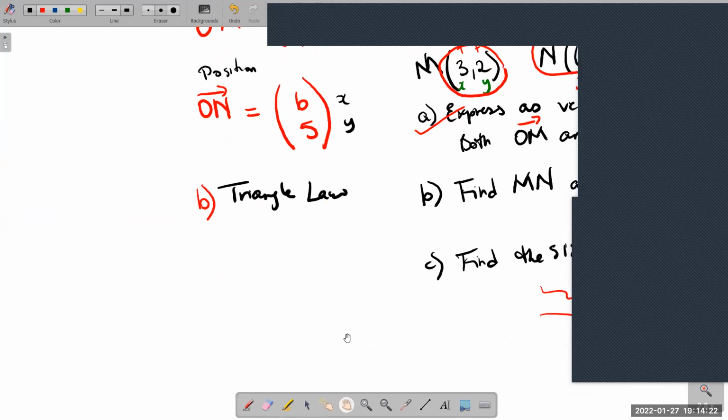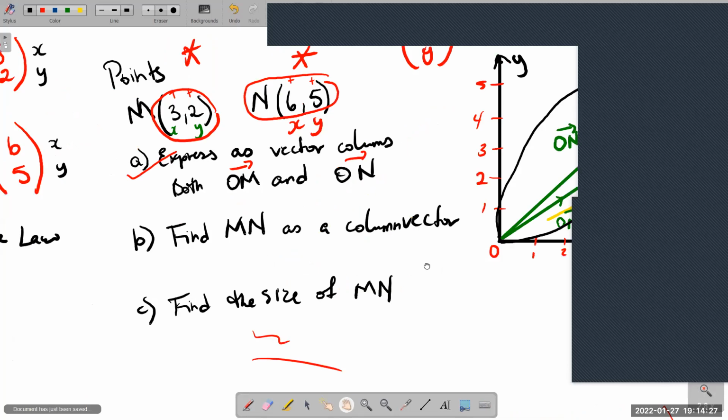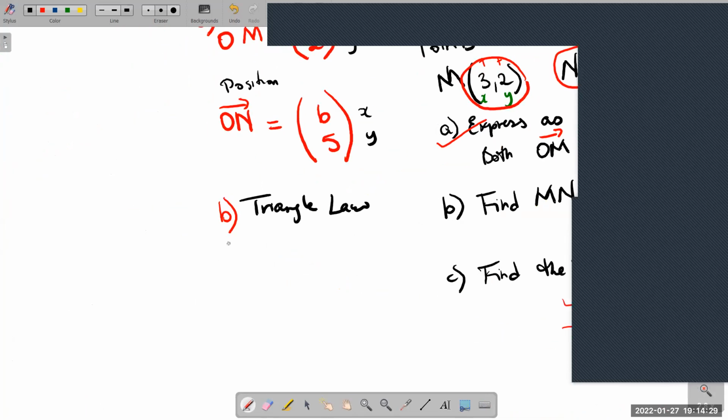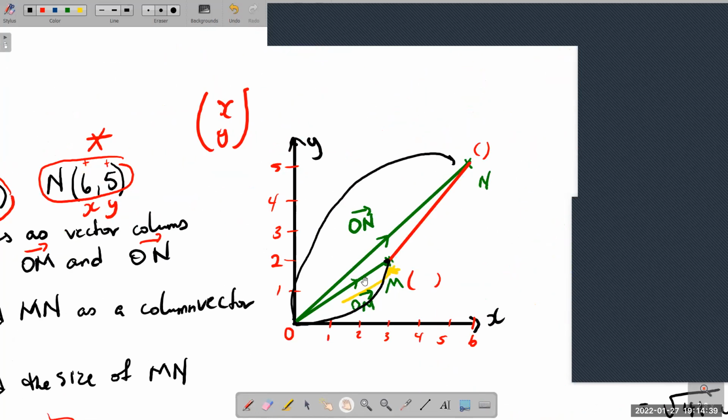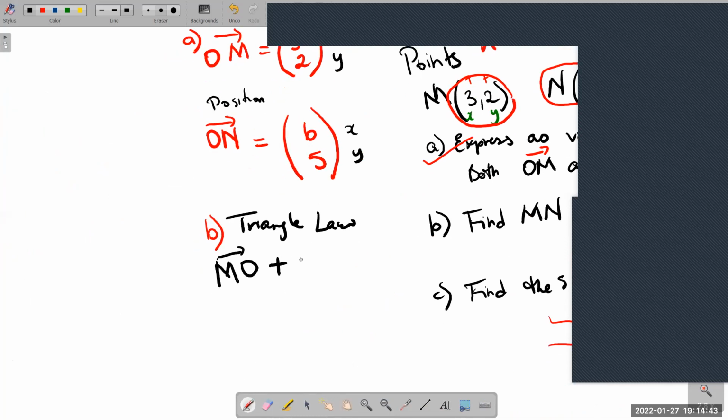So let's go. Where did we start off from? We went from where? M to O. So we're going to write that down. MO. So that's the first part we take in. And then the second part we take in, let's look at the graph. Now that we're at O, we're going straight from O to N. So we're going to write ON.